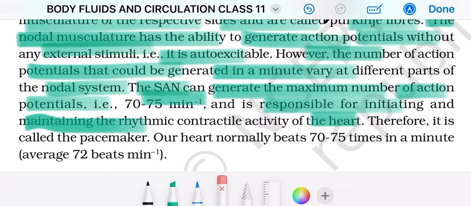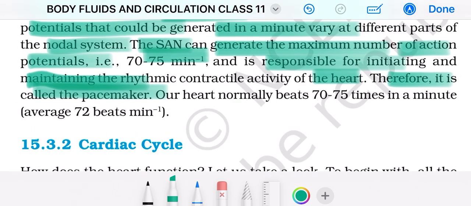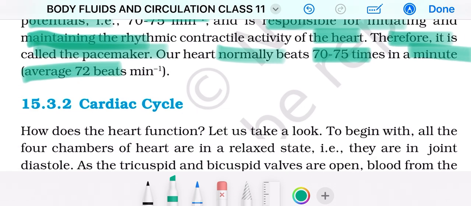activity of the heart. Therefore, it is a pacemaker. Who is the pacemaker? Sinoatrial node. Our heart normally beats 70 to 75 times in a minute. Average is 72 beats per minute. Cardiac cycle.